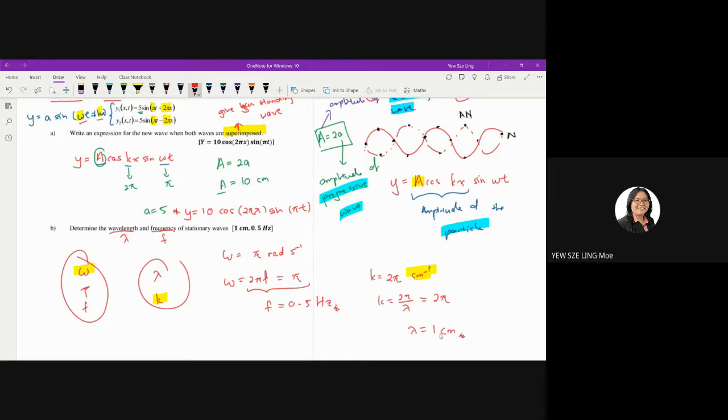Basically it's quite similar to how you solve the questions in a progressive wave. The only difference is in terms of the amplitude. When it comes to 10.2, you have 3 different amplitudes here: amplitude of progressive wave, amplitude of stationary wave, and amplitude of particles. So you need to know the relationship between these 3 types of amplitude. That is what you have to know in 10.2.